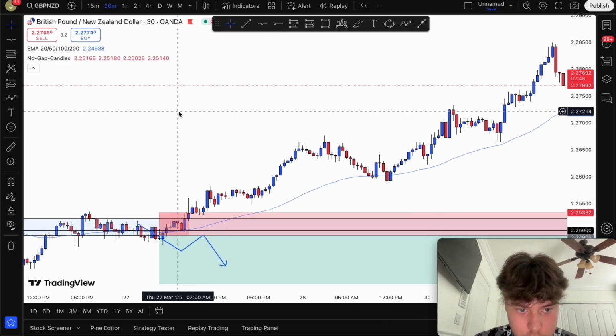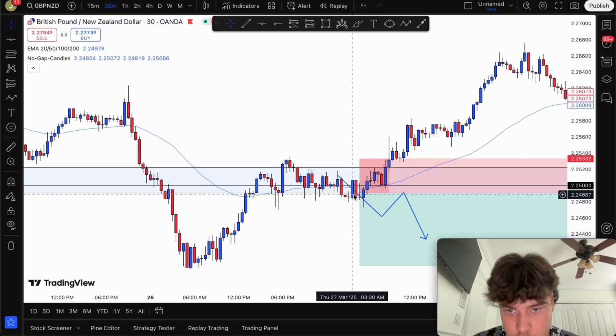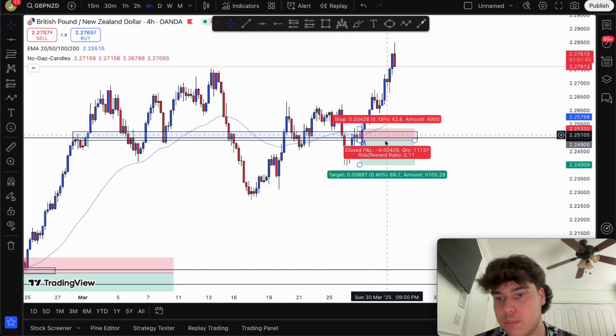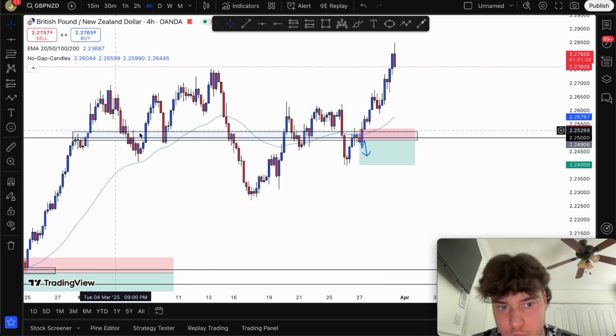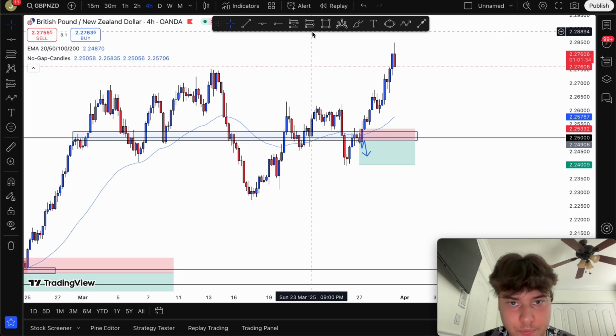I entered this trade on this 30-minute bearish engulfing right here. You can see we engulfed the last 4 candlesticks, and I got in right there and set my stop loss above. So we stepped our stop loss a little bit tighter because our last trade was way too big and it was a 4-hour area of interest trade.